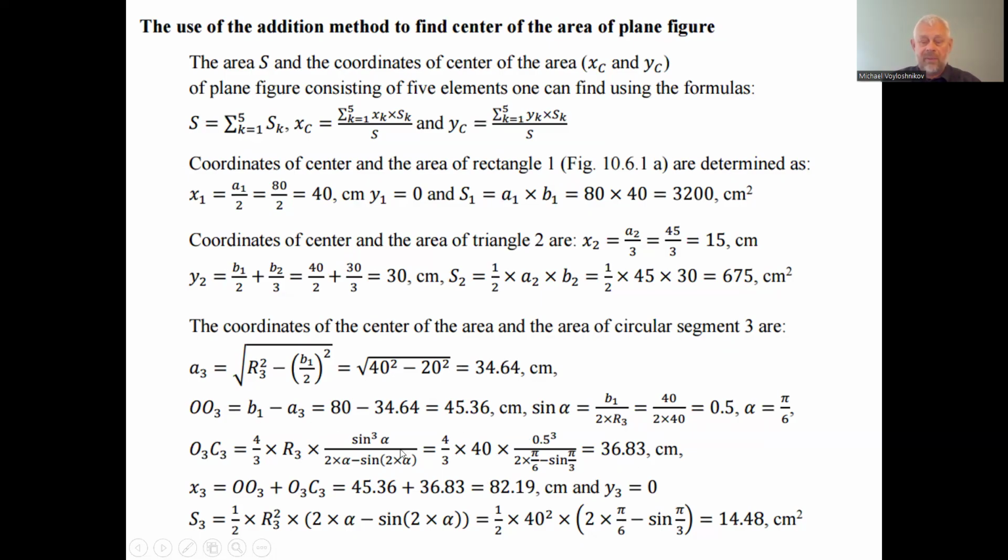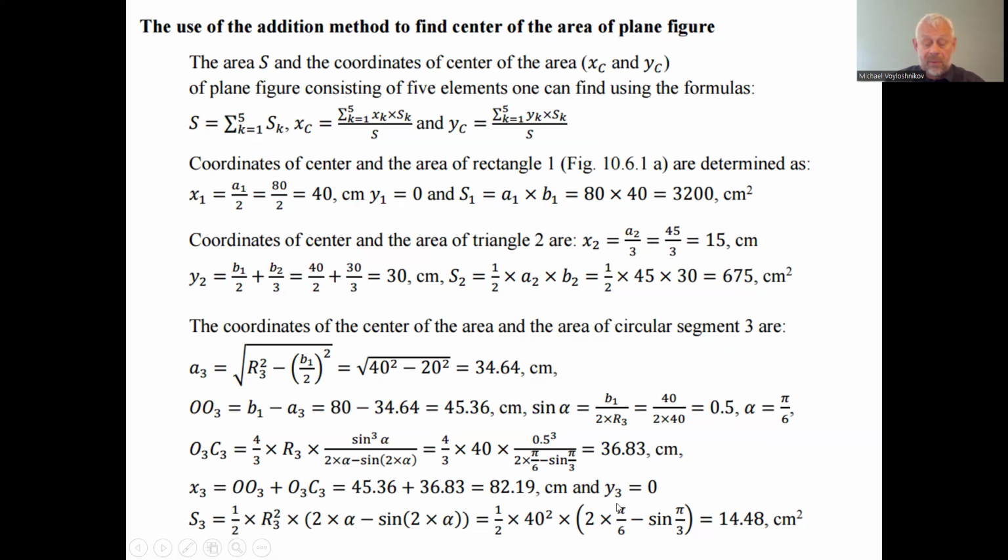This is a formula from the directory. We could find it ourselves, but it's not of our interest because it's a little bit complex. First, we would have to find the location of this sector, next the location of the triangle within the circular sector, and find the difference. This is a separate issue, but we can use a formula from the directory for the location of the center of the area of the segment of the circle, not the sector, but the segment. Next we can find the abscissa of the center of the area from the reference point O3 plus O3C3.